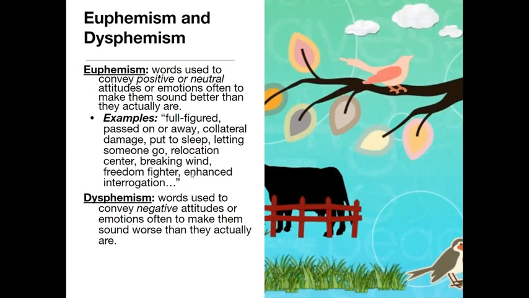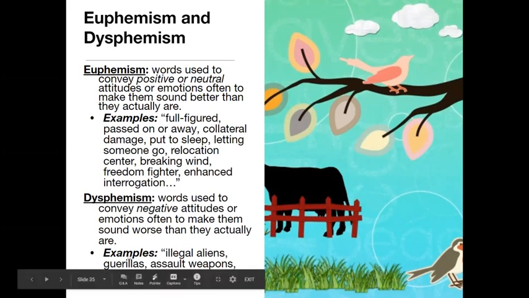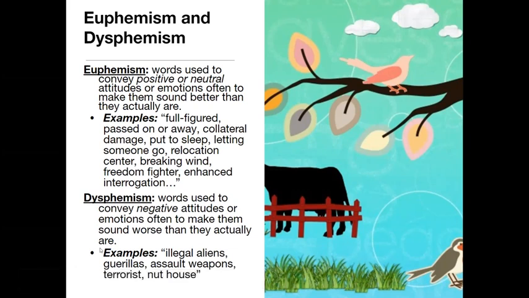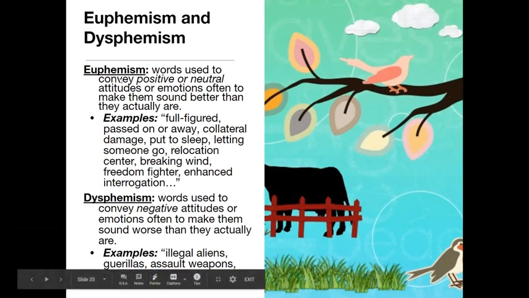Whereas dysphemisms are words used to convey negative attitudes or emotions, often to make them sound worse than they actually are. So when people call people illegal aliens instead of migrant workers, right, that makes them sound much worse. We also have a way of using speciesist language. When we call people things like gorillas or pigs, right, those are usually dysphemisms. Assault weapons versus automatic weapons, right? Terrorist, nut house, there's lots of examples, but we often use words to convey either positive or more negative attitudes to the listener.